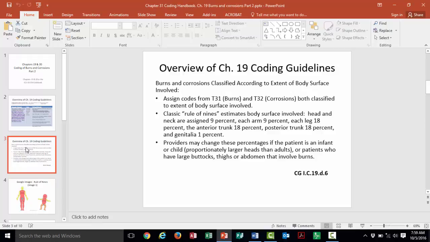There's something called a classic rule of 9s that estimates how much body surface is involved. And I break it down here by the percentage of how that's looked at. But a provider can change those percentages depending on how the physician is interpreting the burn. So in other words, if a patient is an infant, they have larger heads than adults. So they may give the head and the neck a higher percentage than 9. Also, a patient can be very large, a really overweight person, and have really large buttocks, thighs, abdomen, trunk. So the doctor is going to change the percentage. So it may not always be the classic rule of 9s. You really have to read your documentation to see how the physician is determining the body extent.